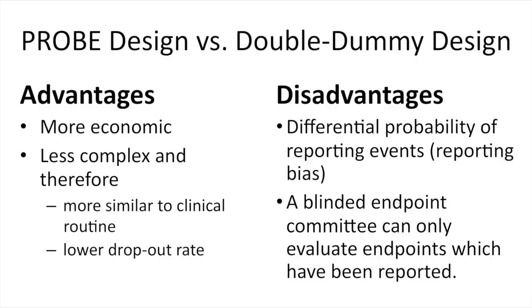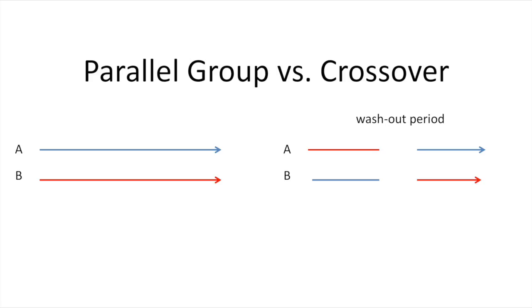The disadvantages is I have a risk of a reporting bias because the patients know what they take, and a blinded endpoint committee can only evaluate endpoints which have been reported. So they cannot find out any endpoints which have not been reported. Okay, we move on with variations in trial design.